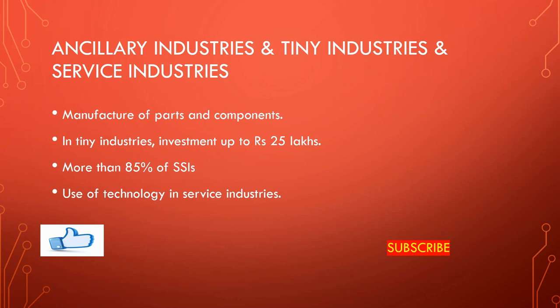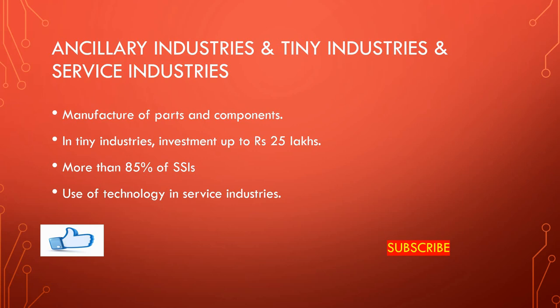Ancillary industries, as already told in the previous video, support the large scale industries. These are the industries which manufacture the parts and components to be used by the large industries. For example, companies like General Electric produce engines for the aircraft industry. Even you may be knowing Jaguar companies producing the steel for the internal body of Tata cars. Then in case of tiny industries, the term tiny refers to small. Any manufacturing enterprise whose investment is up to rupees 25 lakh is called a tiny or micro enterprise. They constitute more than 85% of the SSIs in India.